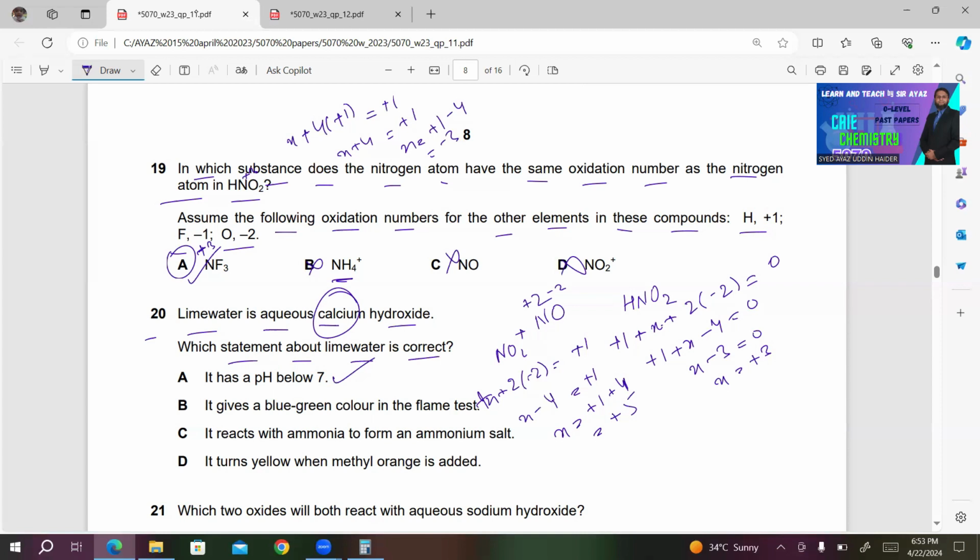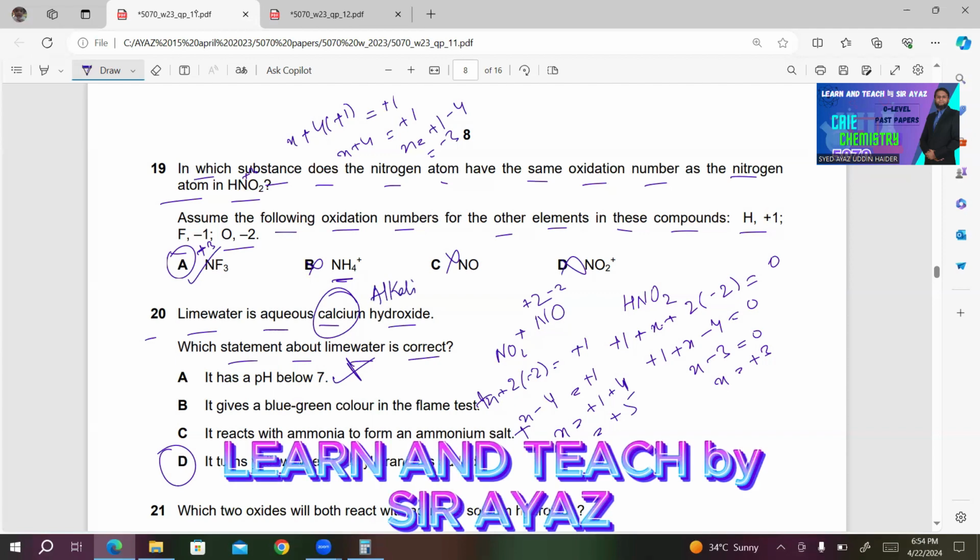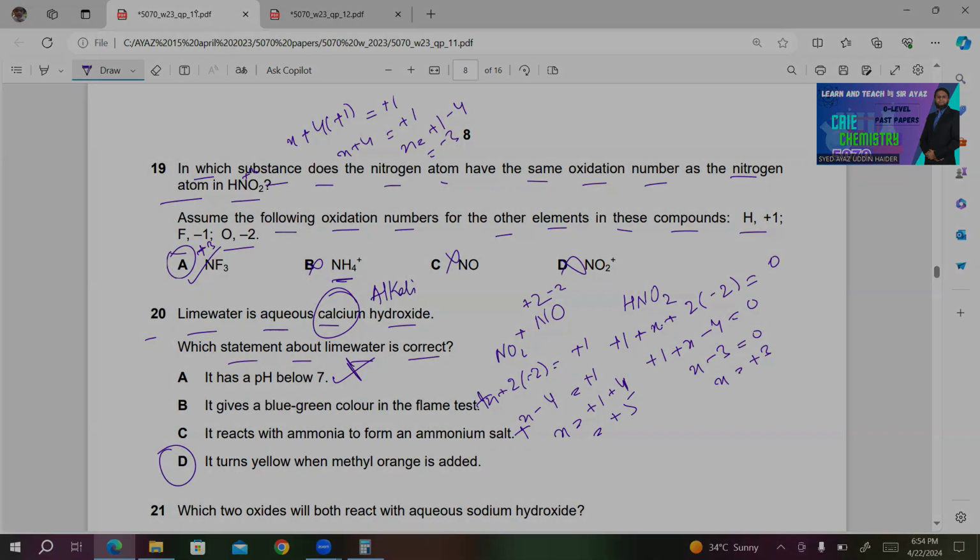C, it reacts with ammonia to form an ammonium salt. Will it react with ammonia to form an ammonium salt? This is wrong. An acid will react with ammonia to form an ammonium salt. So only choice D must be the right answer. It turns yellow when methyl orange is added, as it is an alkali. It's an alkali. So D must be the right answer in this case.